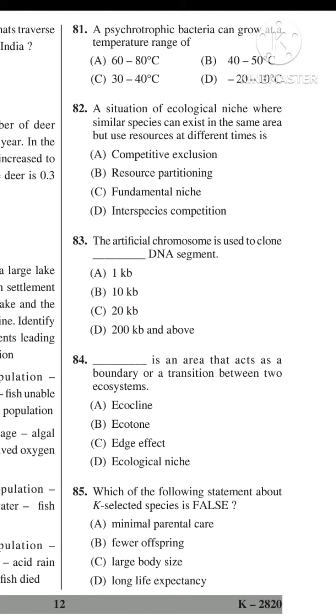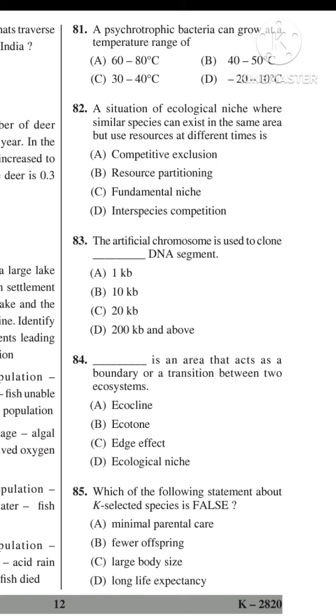Next, question number 82. A situation of ecological niche where similar species can exist in the same area but use resources at different times is. It's a very important question. Here you read the last line, use different resources. So here the resources are different, nothing but partitioning. Therefore the right answer is option B, resource partitioning.